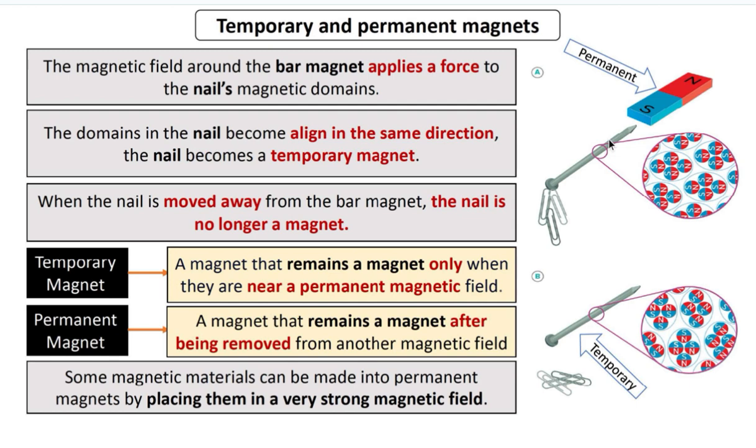We could knock the magnetism out of the steel nail by throwing it really hard on the table several times. Then it would not pick up those paper clips. So temporary means muwakkad. It's only a magnet for a short time, whereas the bar magnet remains a magnet all of the time. Some magnetic material can be made into a permanent magnet by placing it in a very strong magnetic field. And we even found that with some of the nails in class.